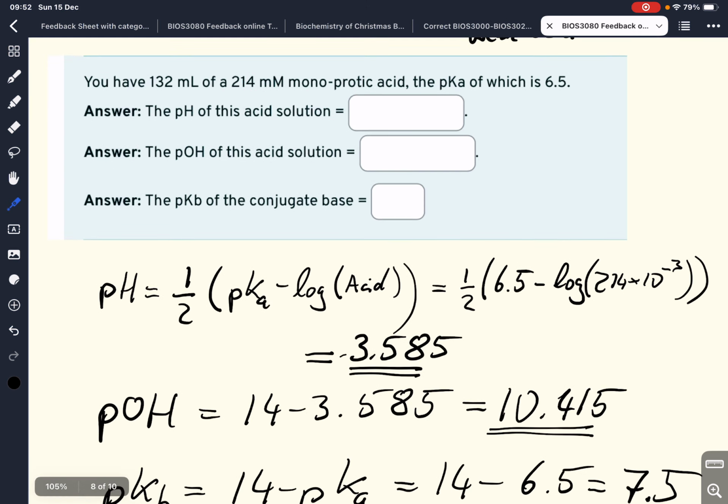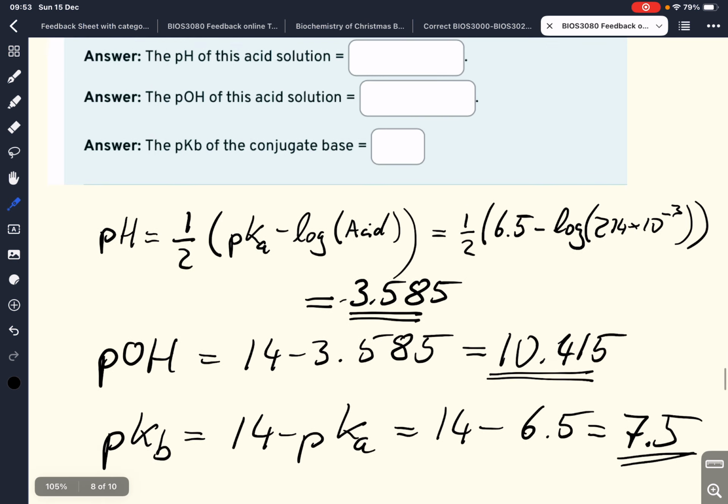And if we calculate that, we get a pH of 3.585. Again, I've given it 3 decimal points, but the program has a 10% error margin.